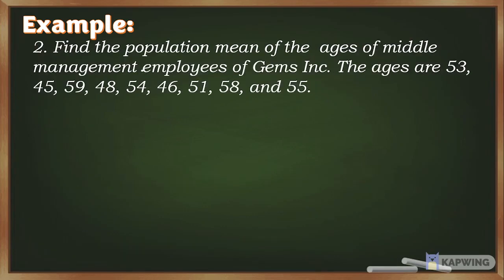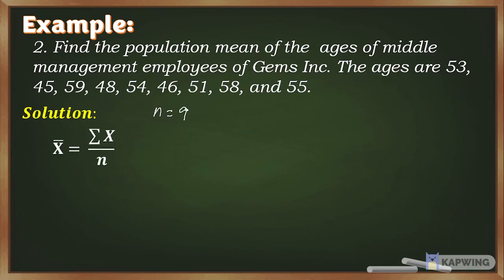For example number 2, find the population mean of the ages of middle management employees of GEMS Incorporated. The ages are 53, 45, 59, 48, 54, 46, 51, 58, and 55. For our solution, first, ang value ng N natin is 1, 2, 3, 4, 5, 6, 7, 8, 9. So, ang N natin is 9.